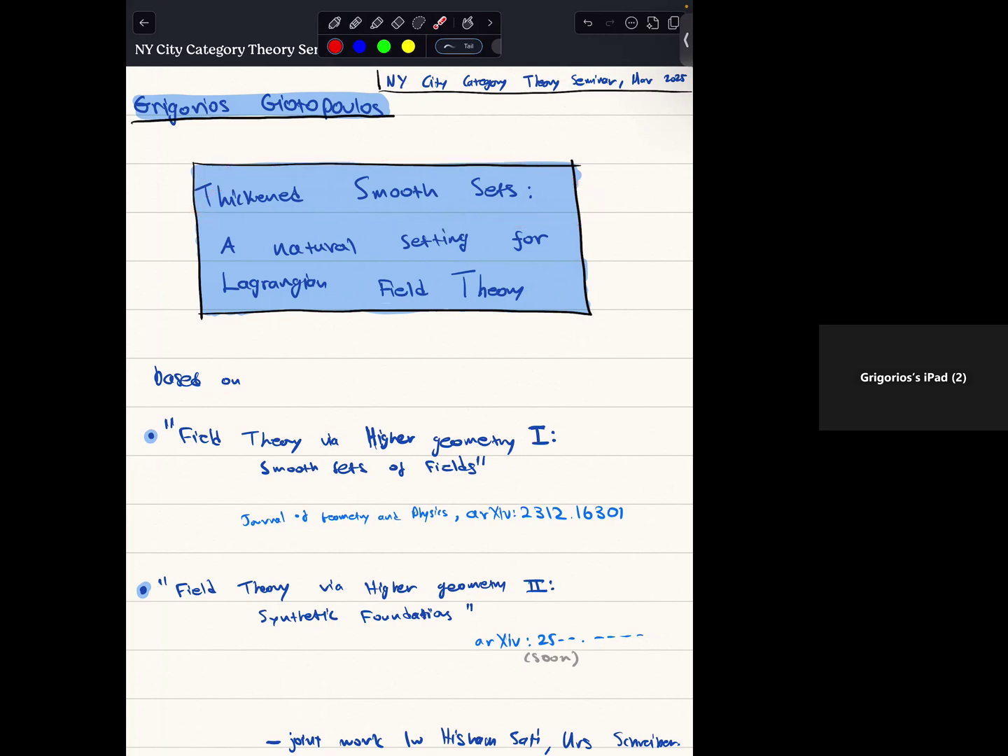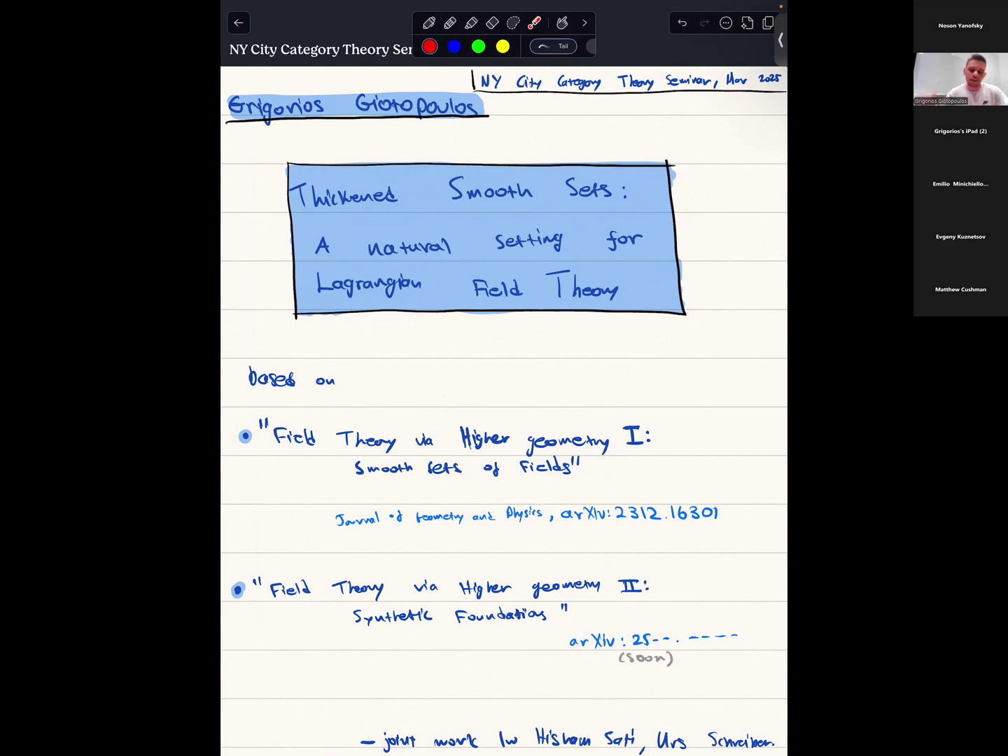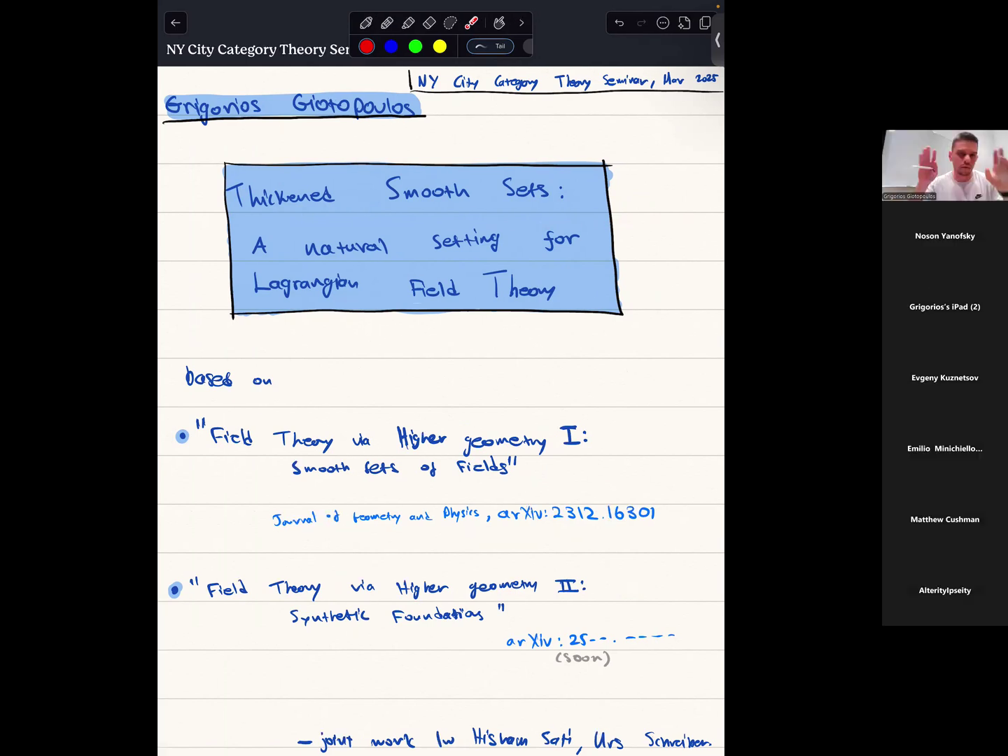And the second reason is that, by not being fully internal and working what we call plotwise, or levelwise, maybe it's called in some texts, you can make direct contact with physics. Anyways, we advocate that this is a natural setting for classical Lagrangian field theory.